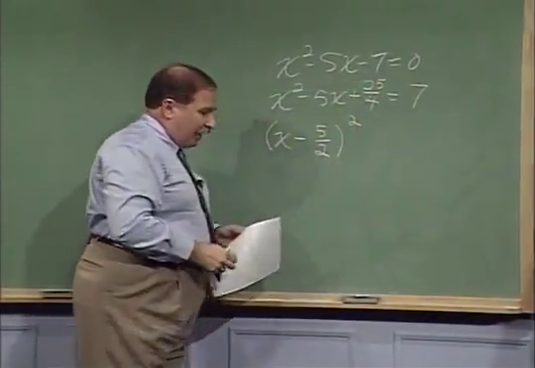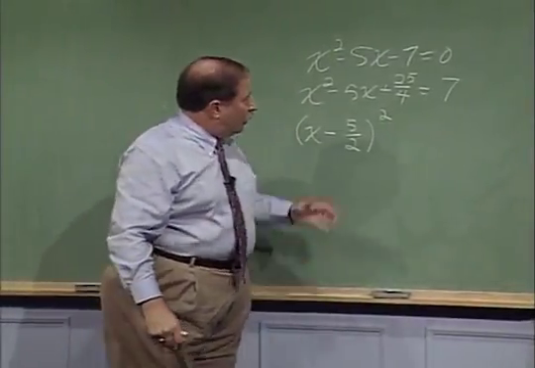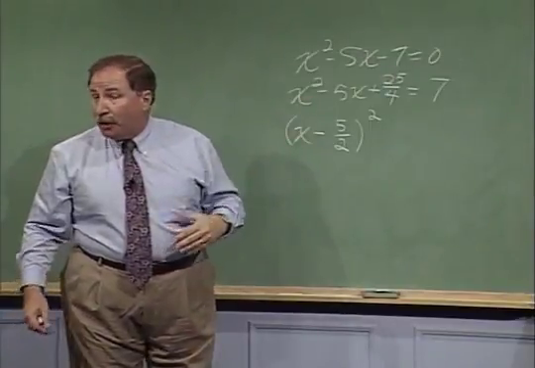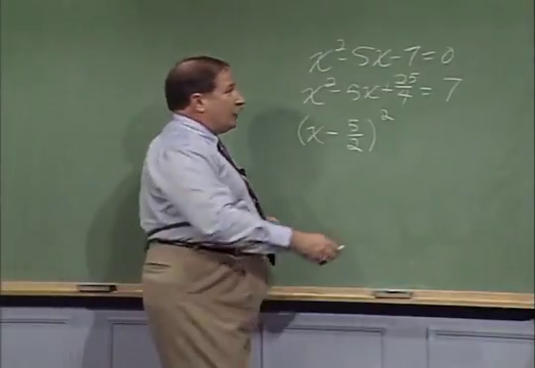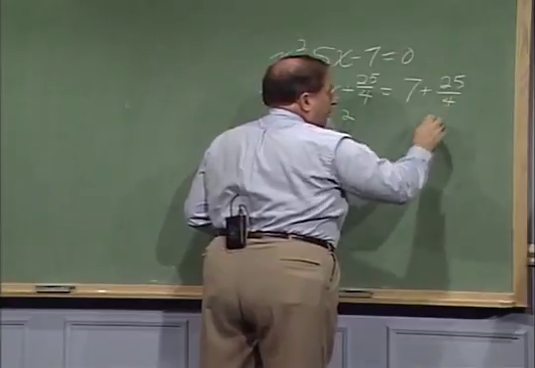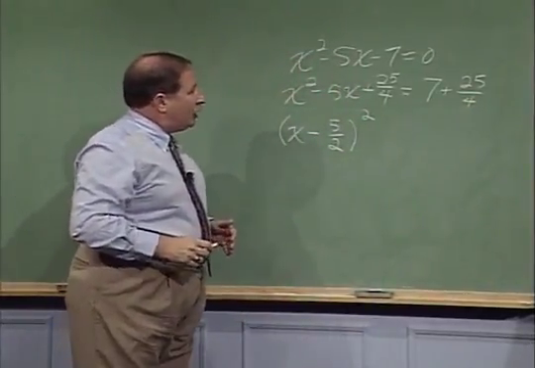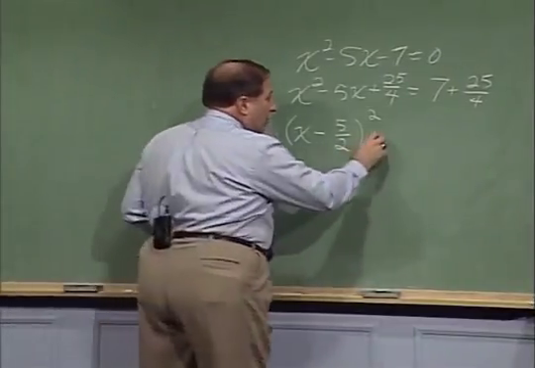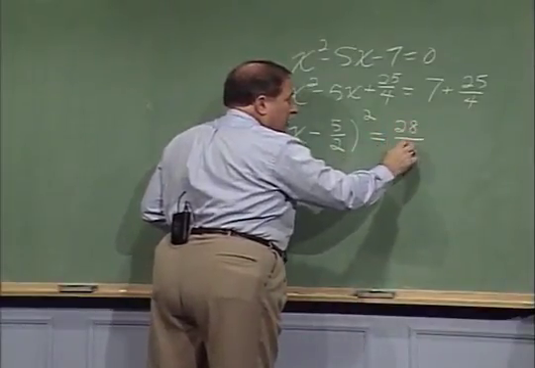fourths. Well, if I've added 25 fourths to the left side, what else do I have to do? Well, I've got to add 25 fourths to the right side. Why? It's an equation. I've got to maintain the integrity of the equation. Uh-oh, everybody's favorite thing here. We've got to add 7 plus 25 fourths. Now, how are we going to do that? Well, remember, we need a common denominator, and 7 is 28 fourths.